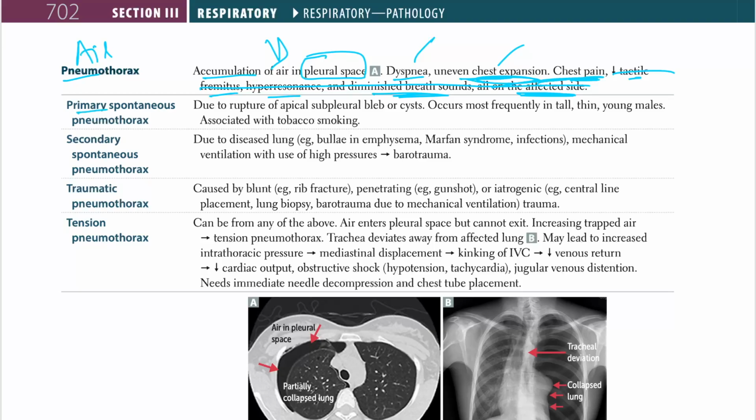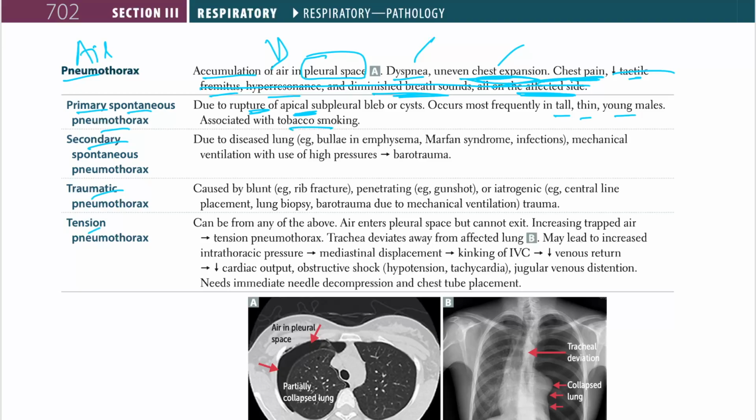Now you have primary spontaneous pneumothorax, secondary, traumatic, and tension. So let's look at each one of them. Primary spontaneous pneumothorax is due to rupture of the apical subpleural blebs or cysts, occurs most frequently in tall, thin, young males associated with tobacco smoking.